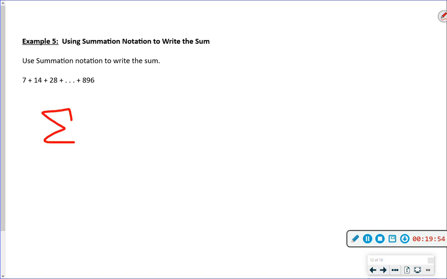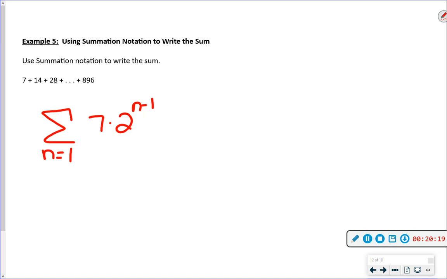Now, we're going to use our formula, okay? So easy question, what's the first term? 7. I'm not writing A1 equals 7. What's your R? 2. We're multiplying by 2. Now, I'm going to use N, of course. What term is 896? Big one. 700. Grayson guesses 700.